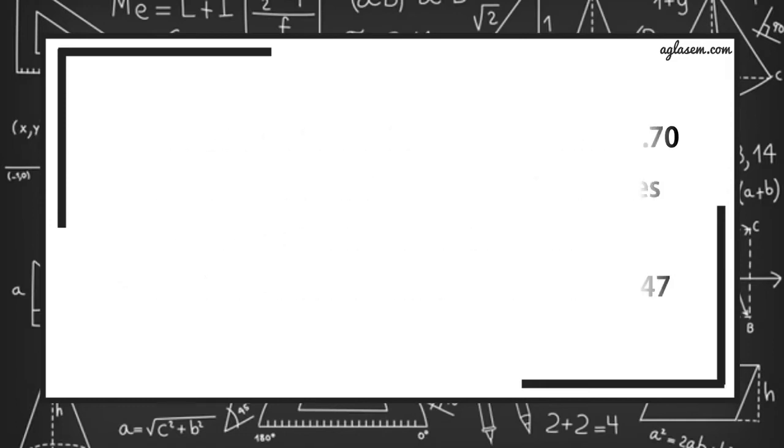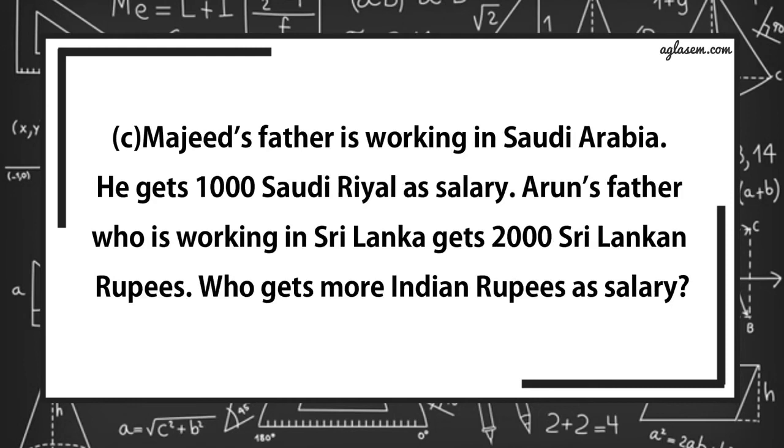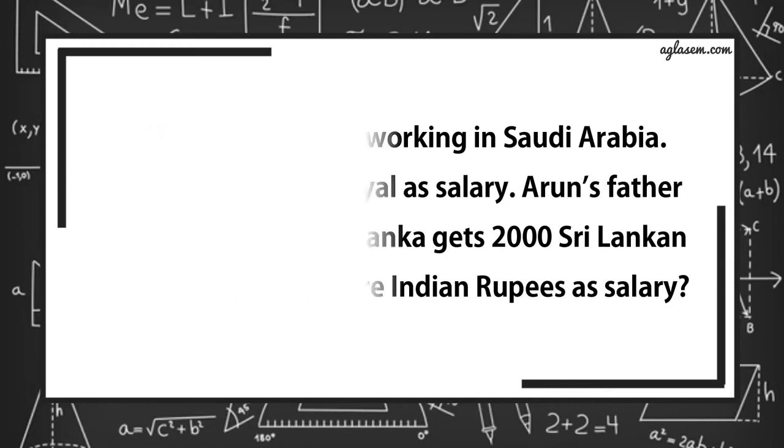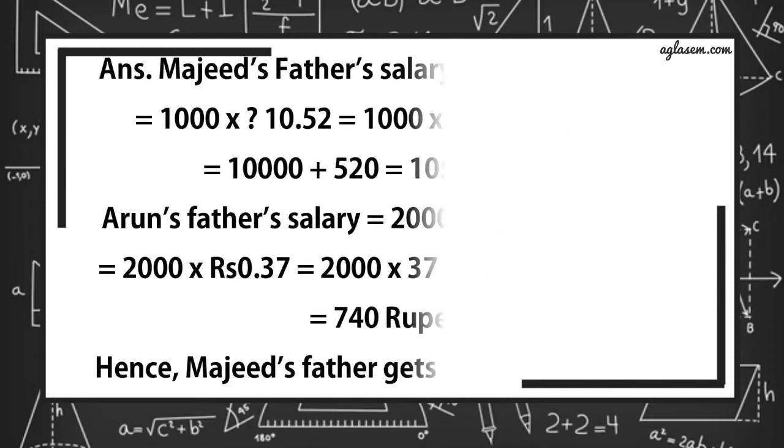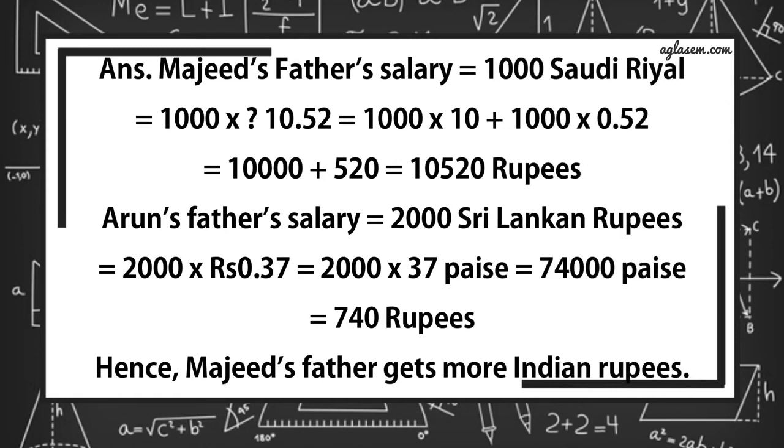Further, C part says, Majid's father is working in Saudi Arabia. He gets 1000 Saudi riyals as salary. Arun's father, who is working in Sri Lanka, gets 2000 Sri Lankan rupees. Who gets more Indian rupees as salary? Answer is, Majid's father's salary is 1000 Saudi riyals, which is equal to 1000 into rupees 10.52, which will give you 10,520 rupees. Whereas Arun's father's salary is 2000 Sri Lankan rupees. Here 2000 multiplied by rupees 0.37, which will give you 740 rupees. Hence, Majid's father gets more Indian rupees.